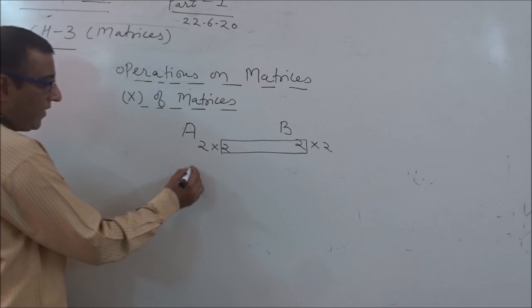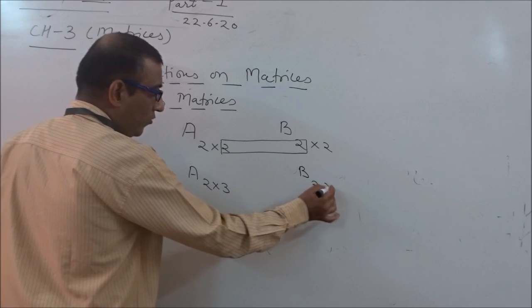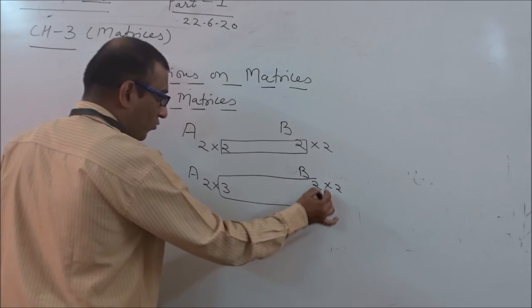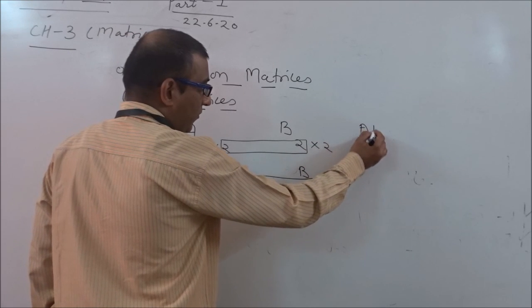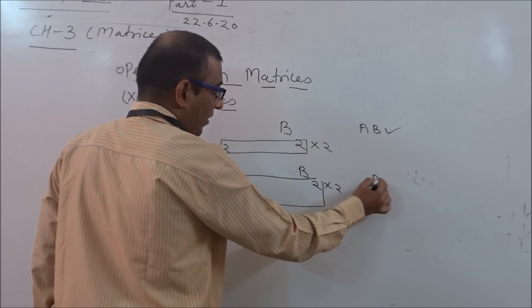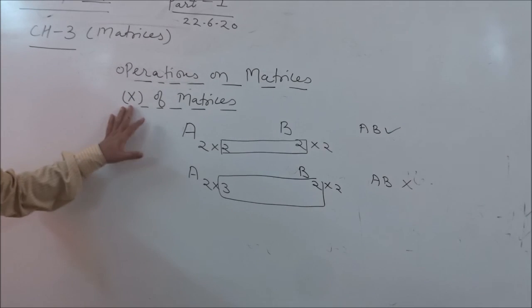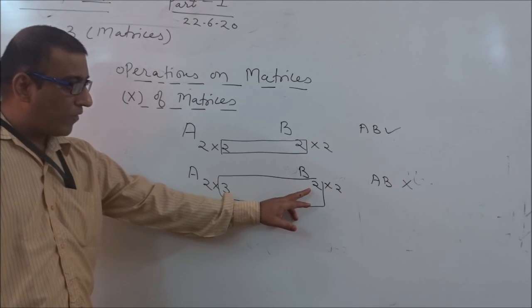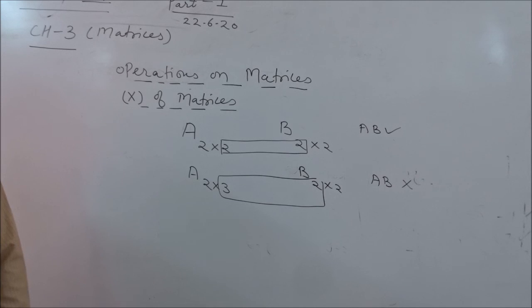For example, if I am taking 2 into 3 and here I am taking 2 into 2, you see these two are not the same. That's why we can say here multiplication is possible, yes, but here multiplication is not possible. So what is the necessary condition for multiplication? The number of columns of the first matrix must equal the number of rows of the second matrix, then it is possible, otherwise it is not possible. So you have to keep this in your mind.